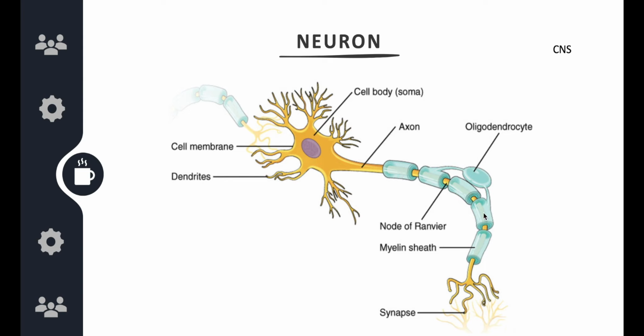Both kinds exist. However, the fundamental need of this sheath is to make sure that the electrical signal is well insulated. However, you see that in this sheath there is some breakage right here. There are certain parts that are not covered by this sheath, and those are called the nodes of Ranvier.